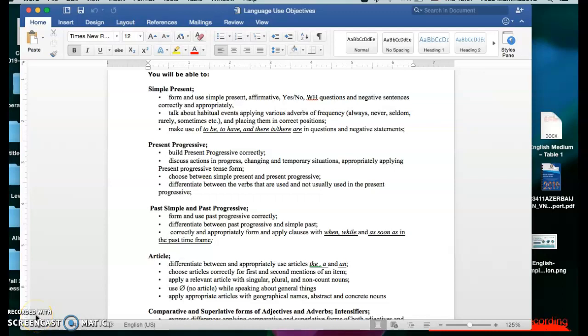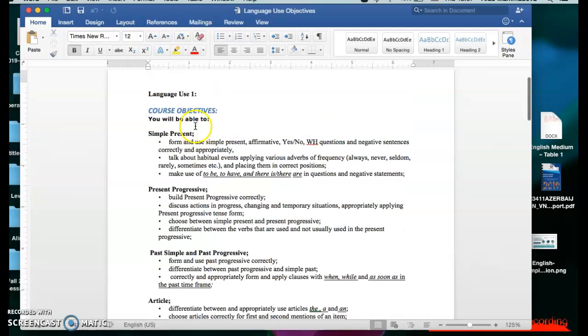Okay, the example is I open the grammar objectives and I want to introduce it to the students, or I want to share it with teachers and make some changes. Now I provide my feedback, or I provide my comments about each of the objectives.